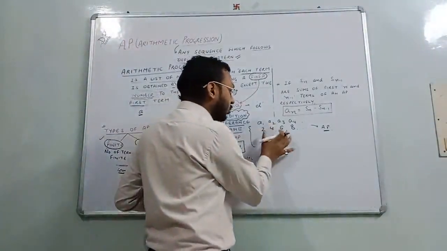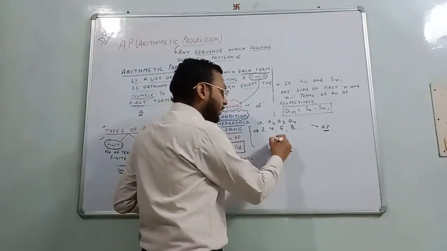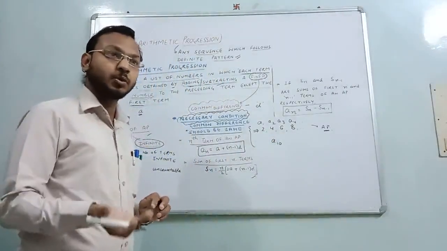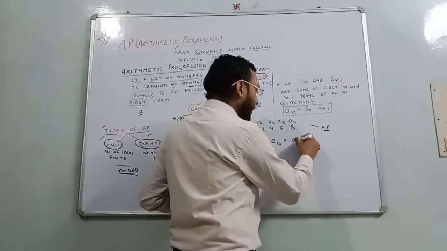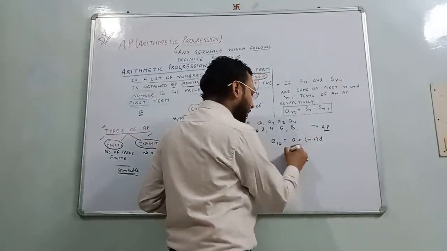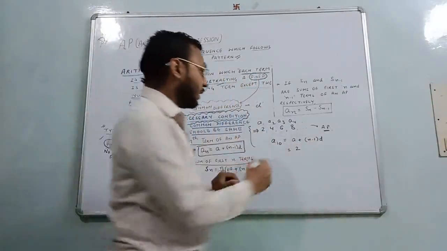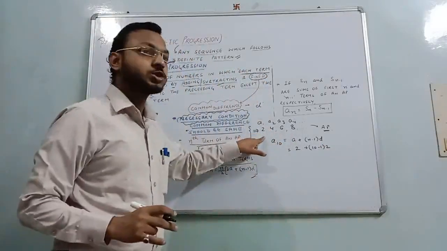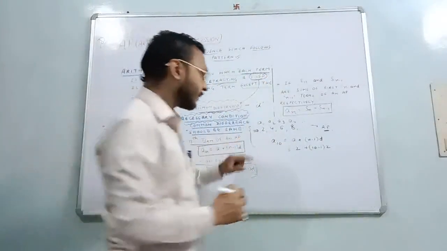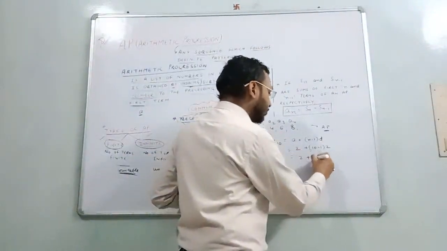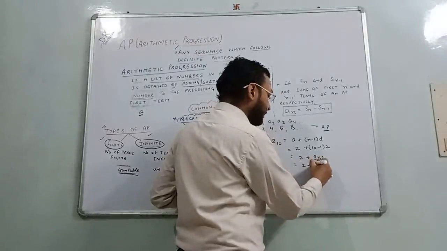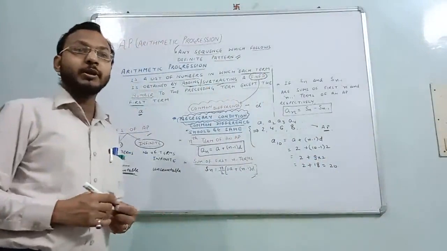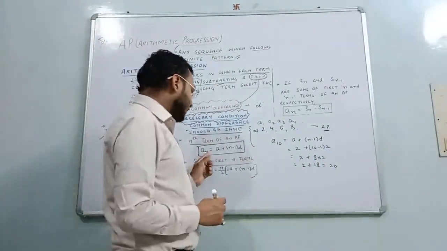For example, in the particular series, I just want to find a10, meaning the number present at the 10th position. The answer would be a plus (n minus 1) into d. Here a means 2, n means 10, minus 1, and d means 2, because as you know, 4 minus 2 is 2, so the common difference would be 2 only. 2 plus (10 minus 1), 9 into 2. 2 plus 9 twos is 18. So the answer would be 20 only. Now this is the an.